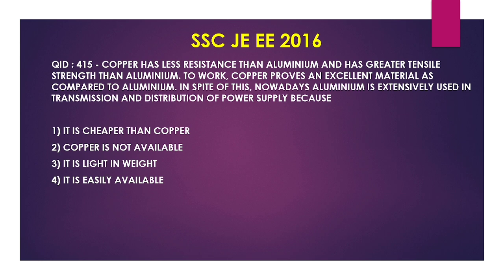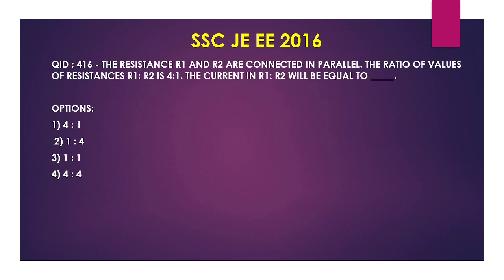These are the four options: it is cheaper than copper, copper is not available, it is light in weight, or it is easily available. The correct answer is it is cheaper than copper. Due to less cost than copper, aluminium is used for power transmission. Okay, this is the answer. Now let me move to the next question.